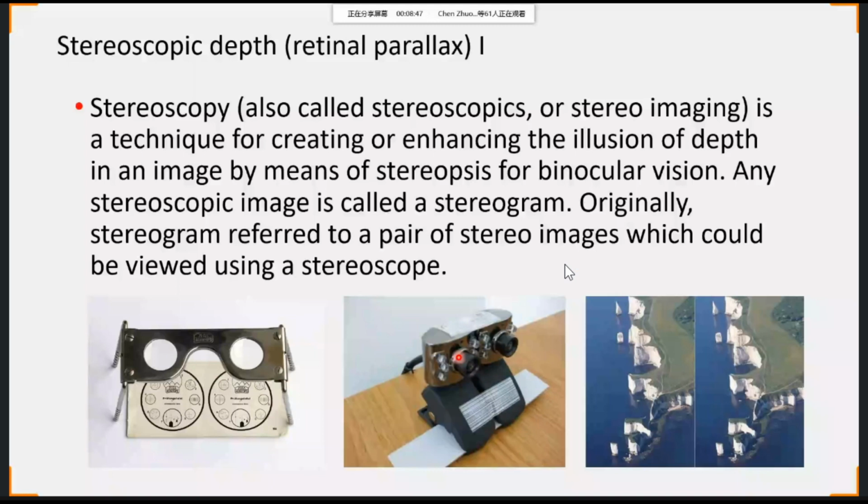The only thing these devices are doing is they separate two images. So we have two images, and with this device, these images are separated so that just one eye gets one image. The left eye gets the left image, the right eye gets the right image. And these two images are slightly different. Also on the right-hand side, this coast line, these rocks, these photographs are taken from slightly different positions.